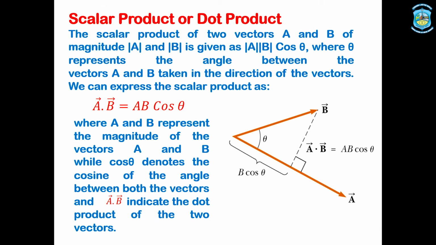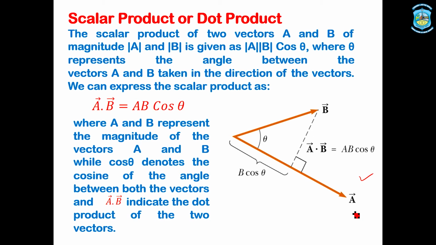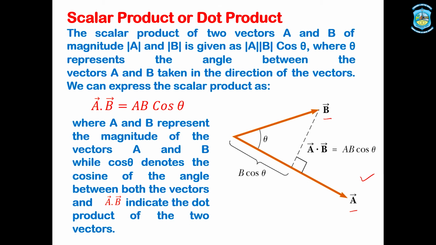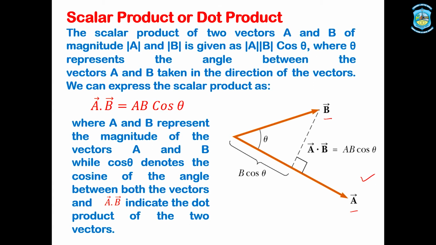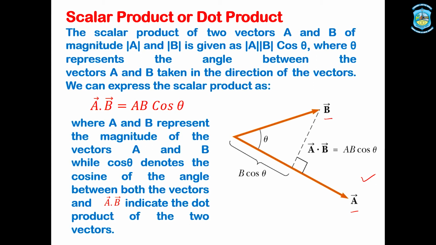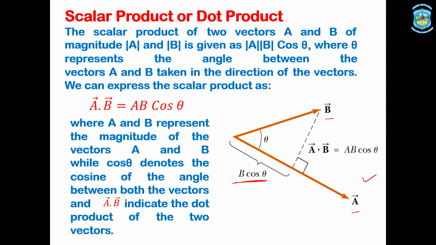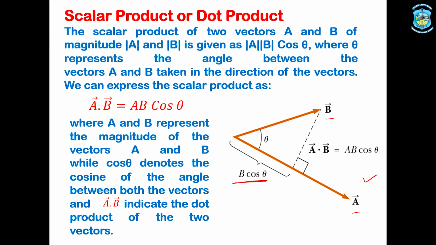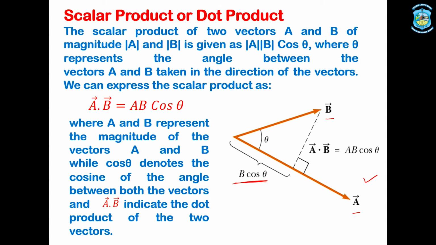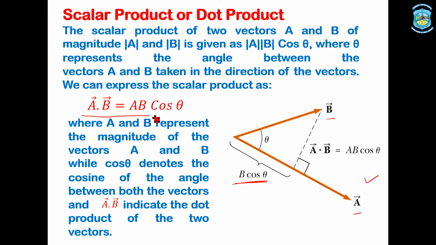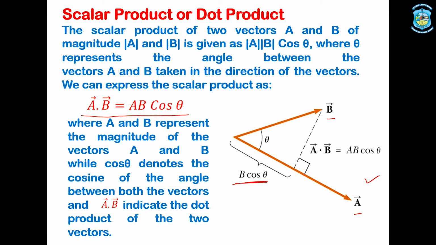Here in the figure, we are having two vectors, vector A and vector B, which are forming angle theta in between them. Here we are having the component vector of B along the direction of A vector, that is what? B cos theta. You can also call it horizontal component of vector B that lies along the direction of vector A. Mathematically, A dot B is equal to AB cos theta.